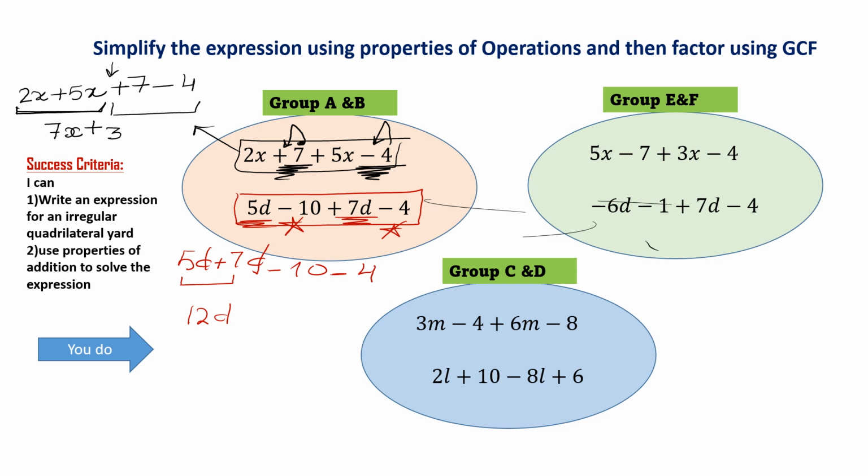Now 10 and 4 both have the minus sign. I know if minus 10 and minus 4 both have the same sign, then I add them. That means 10 plus 4 is 14. But I put the sign of the bigger number, that is minus.